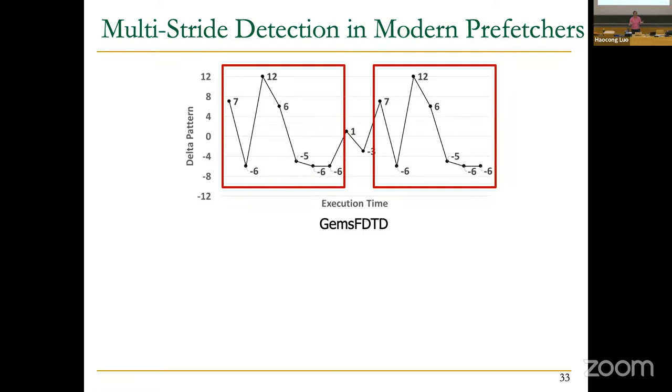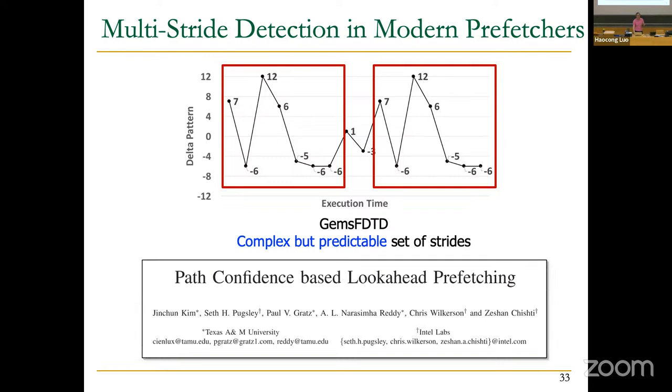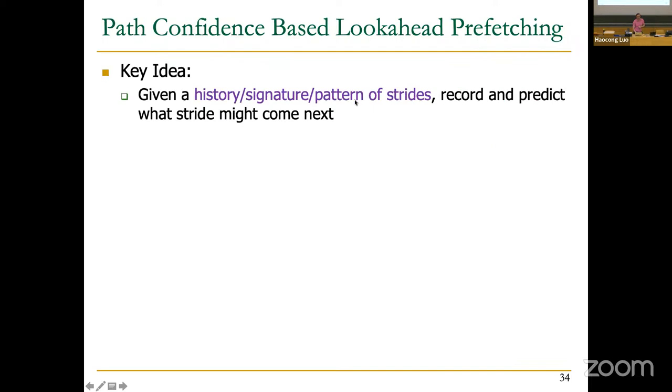Again, I'm not going to go into the details, but modern processors are good at doing that with more hardware cost. But you can imagine how to do this. The big key idea is, given a history or signature or pattern of strides, record and predict what stride might come next. You hash the strides somehow, or you concatenate them. Based on that, you index into a table that gives you the next stride with some probability. That's the idea.